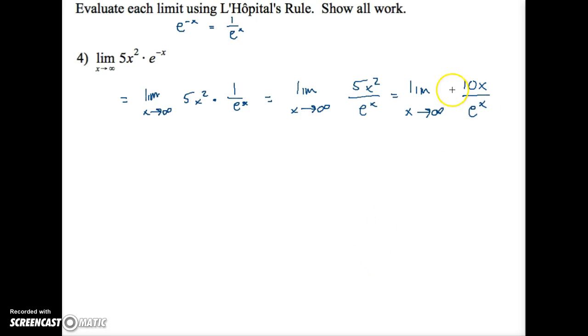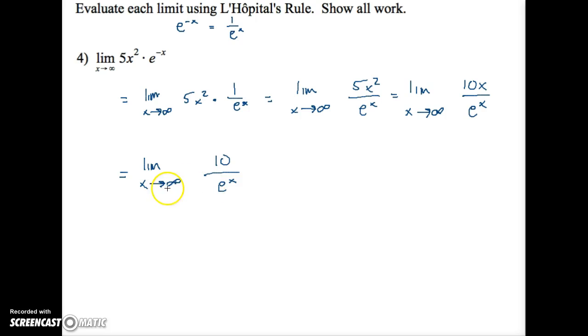Okay. Now, if I evaluate this limit at really large numbers, again, this is going to become a very, very large number. Okay. And this is going to become a very, very large number. So I'm dealing with some sort of infinity over infinity. So still an indeterminate form. So I'm going to take the derivative one more time. So I have the limit as x approaches infinity of 10 over e to the x.